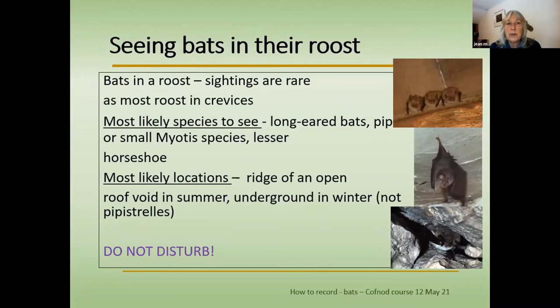So there's the long-eared bats, pipistrelles, small Myotis species or lesser horseshoe are the ones that you're more likely to see. Obviously, those that live in trees, you're not going to generally see because they're tucked up in holes. And a lot of the bats do tend to be roosting in crevices, so it's difficult to see them unless they're in an open roof void, like a barn or sometimes a loft, or underground in winter. But we don't tend to get pipistrelles underground. The top picture is some small Myotis bat species, the middle one is lesser horseshoe, and the bottom one is an Alcathoe. And sometimes that's the only view you'll get of a bat in a crevice. But if you can make any description of it, or take a photograph of it for identification purposes.